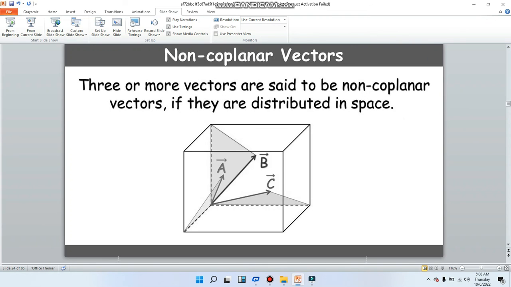Non-coplanar vectors. Three or more vectors are said to be non-coplanar vectors if they are distributed in space. For example, this is a three-dimensional box. The vector A is in one plane and vector C is in another plane. Vector B is also not in the same plane. It is also in a different plane. That's why they are non-coplanar vectors.